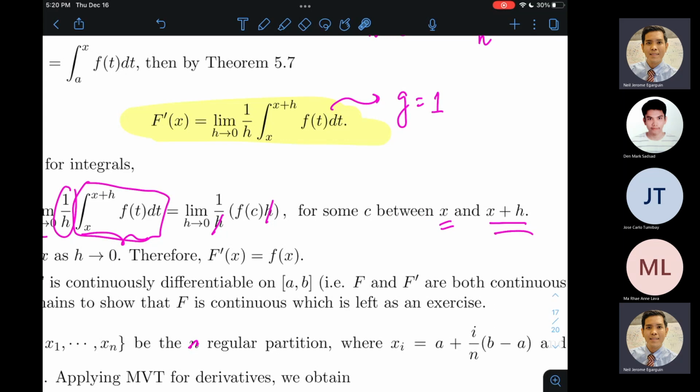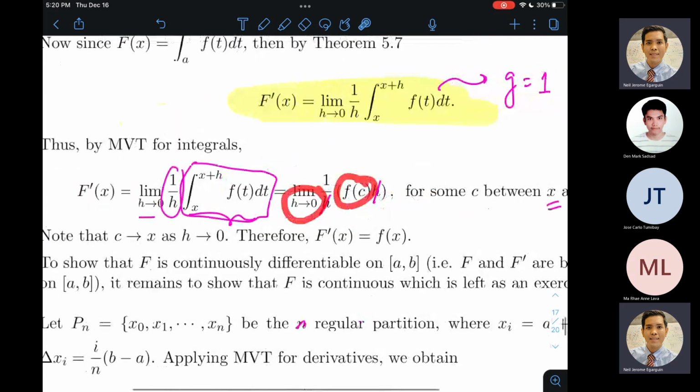When h approaches 0, when it becomes a very, very small number, then we have no choice but to admit that x is equal to c. Right? So therefore, the limit of f of c as h approaches 0 is equal to f of x. Therefore, f prime of x will be equal to little f of x. And essentially, that's what the first fundamental theorem is claiming.